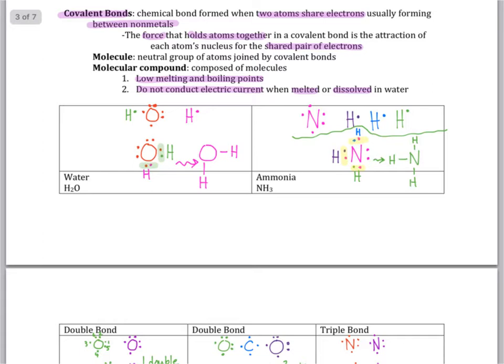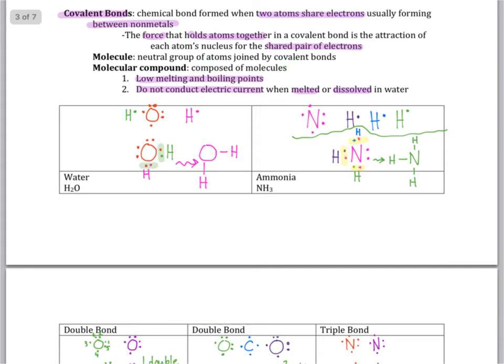A molecule, which we have discussed before, is a neutral group of atoms that are joined by covalent bonds. And a molecular compound is a compound, right? We know that it's chemically combined and it's composed of molecules.